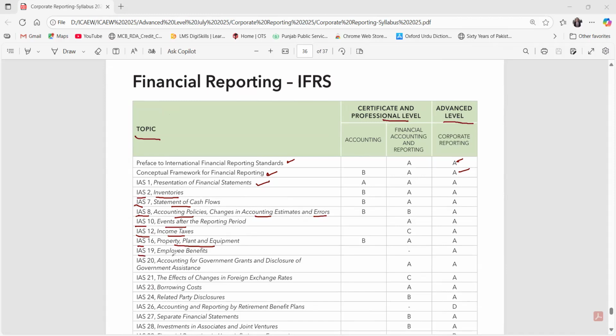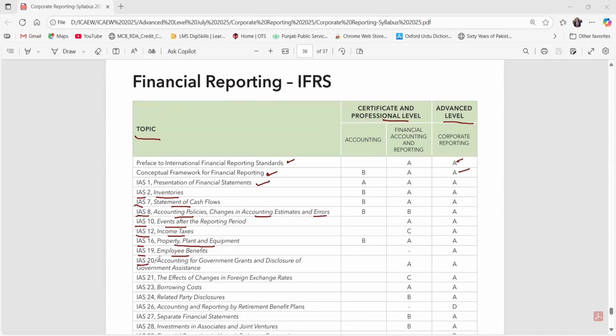IAS 19, employee benefits. What are employee benefits? How many types of employee benefits do we have? What about short-term benefits, long-term benefits, post-employment benefits like pension, different schemes of pension, defined contribution scheme, defined benefit scheme? What about the accounting implications of these schemes?